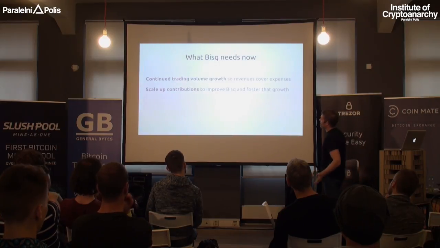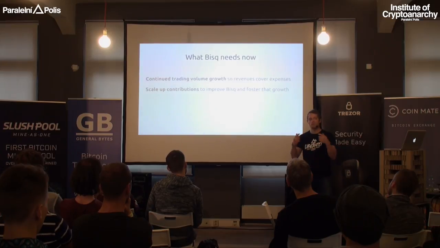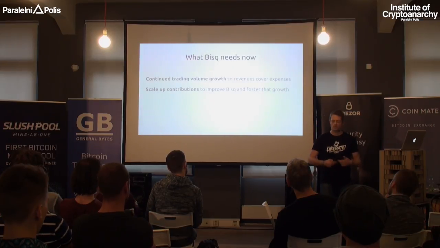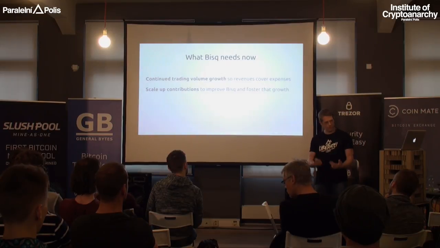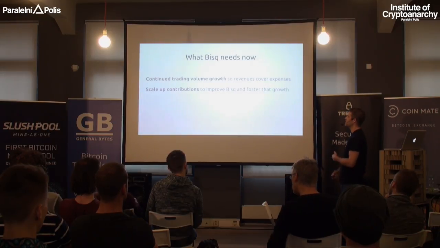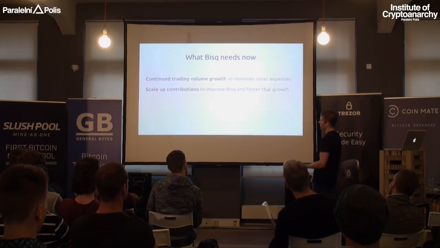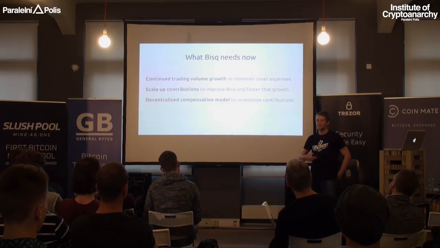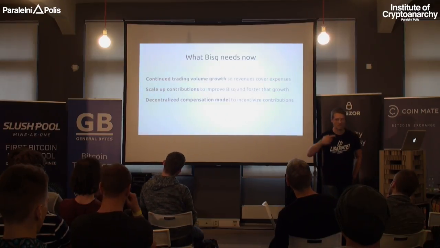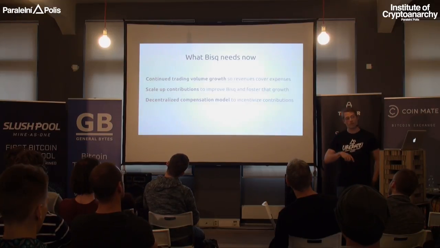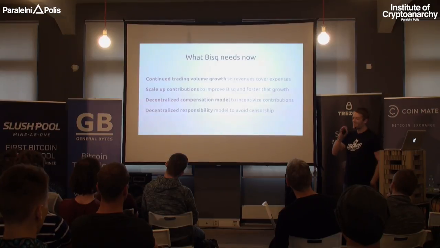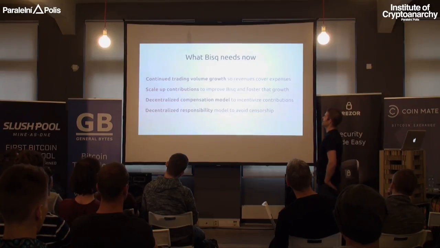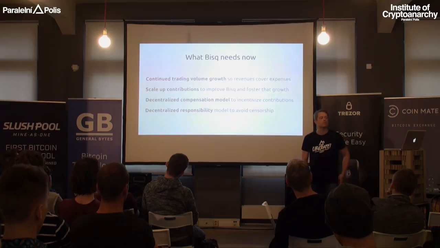Two, we need to scale up contributions to keep improving Bisq, to keep adding new features, et cetera, which fosters and facilitates that growth. The better Bisq gets, the more people want to use it, right? So we need more contributions, more contributors, et cetera. We need a decentralized compensation model to incentivize those contributions. And we need a decentralized responsibility model to avoid censorship, like I was just talking about.